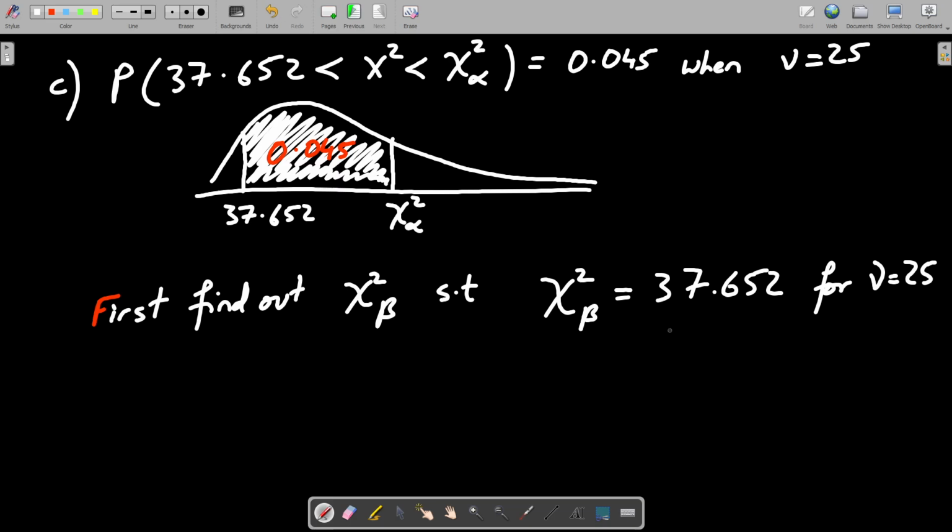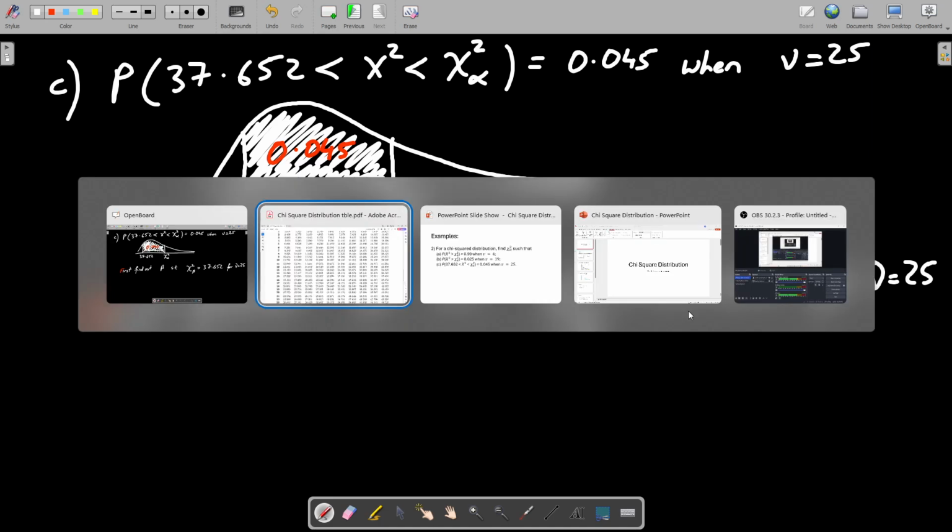Clear? So let us do that. By the way, we know chi-square beta; we have to find out what beta is. Chi-square beta we have already, it's 37.652. So let us go to the table and see for 25 who has 37.652.